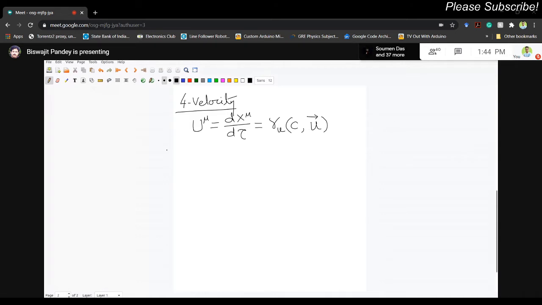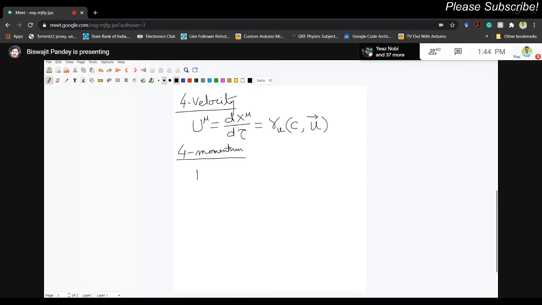And then I talked about four-momentum. I'm not writing the transformation because they are very similar. So four-momentum, I told you that energy and momentum, which we dealt with separately earlier, are actually components of a four-vector, which we called four-momentum.